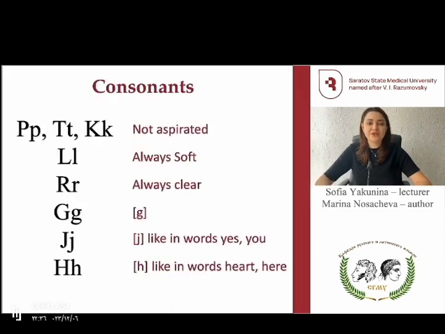The majority of Latin consonants are pronounced similarly to their equivalent English sounds, but you should pay attention to some letters. The consonants P, T, K are not aspirated. The letter L is always pronounced softly. The letter R is always pronounced R, not vocalized R as it is in English. The letter G is pronounced as G, and the letter J is pronounced as Y, like in the English words yes and you. The letter H is pronounced as H, like in the words heart or here.